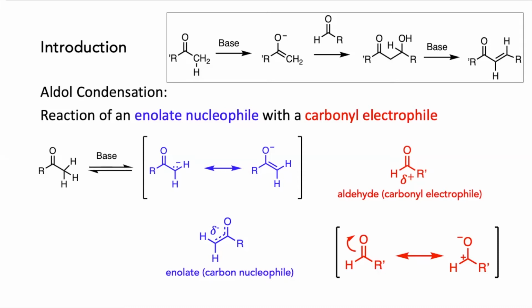So it is the reaction of an enolate nucleophile with a carbonyl electrophile. Here you see this ketone, and it has an alpha carbon with 3 alpha hydrogens. These alpha hydrogens are acidic, which in the presence of base will deprotonate to give the enolate, which will then react with the carbonyl electrophile at the carbonyl carbon, which is partially positive.